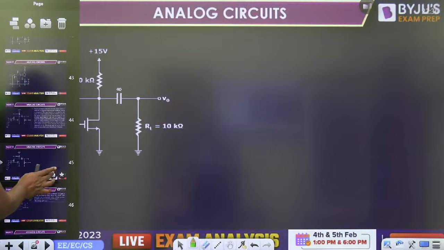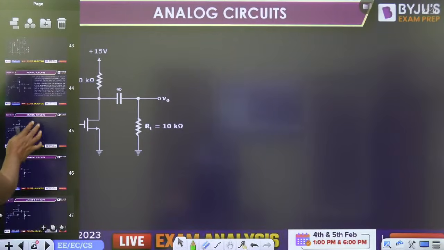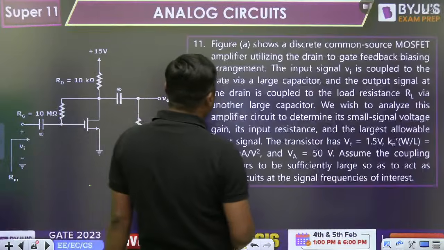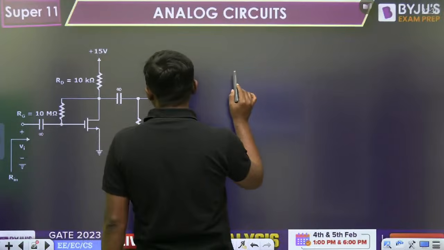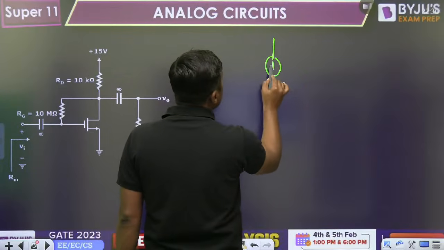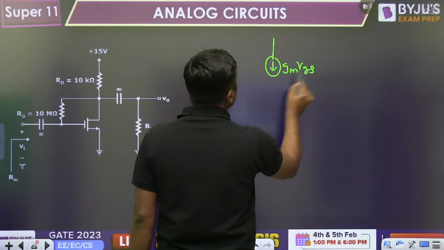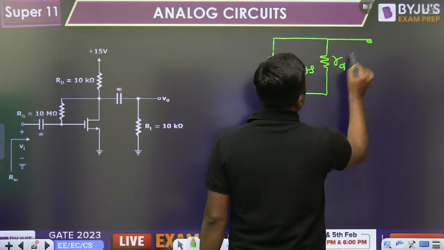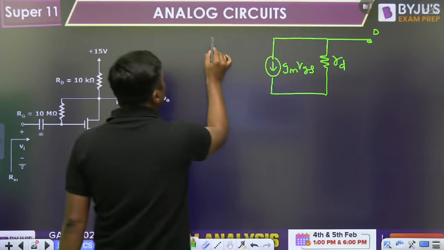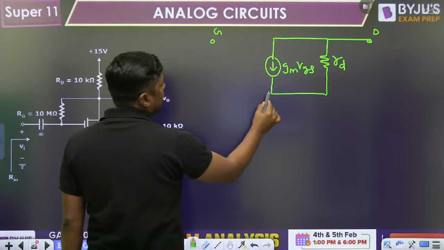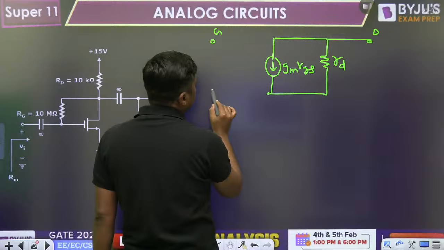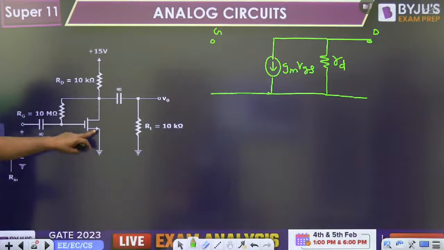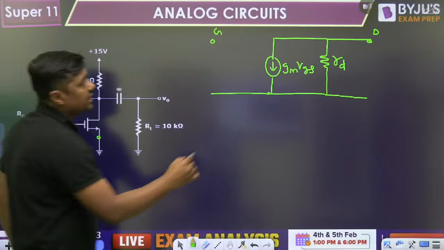Now, try to understand. If you want to find the gain, you have to draw the small signal model here. What is the small signal model? gm VGS, small ro, and that is called the small signal model. This is the drain and this is the gate, and that is connected. This is the source here. Now this source is connected to ground. The source is connected directly to ground.